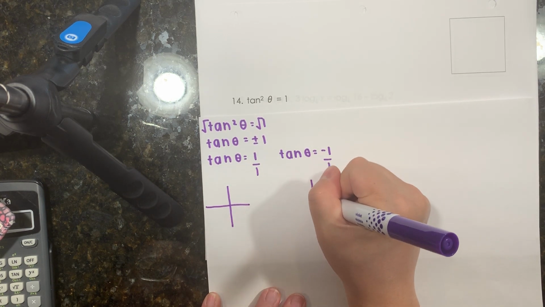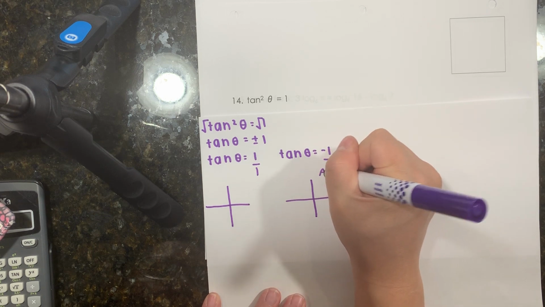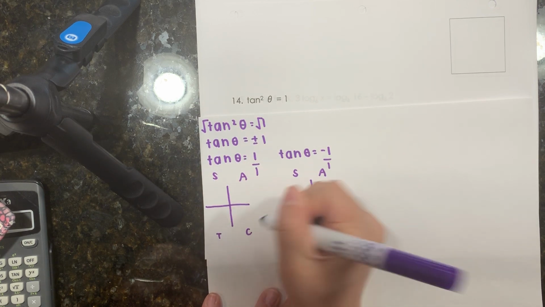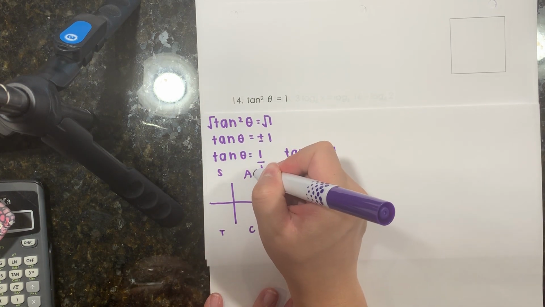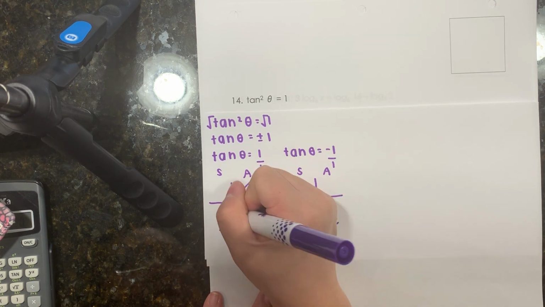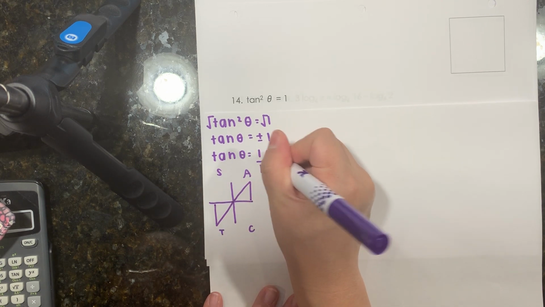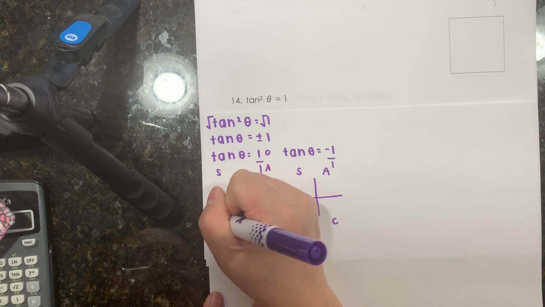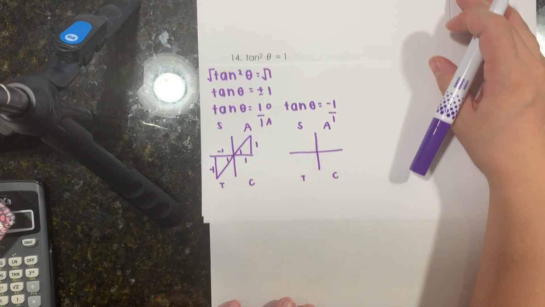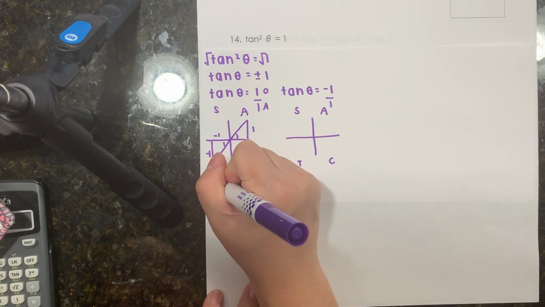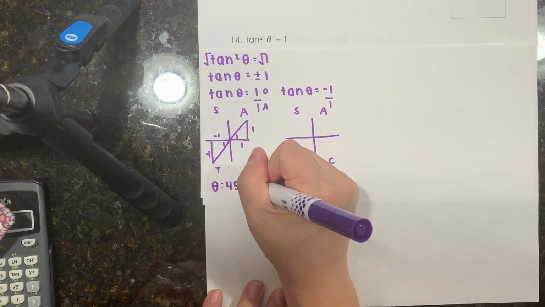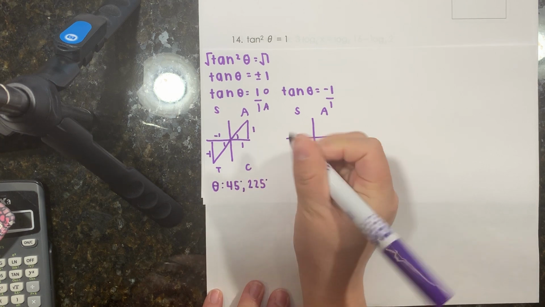Now I need to find out where tangent is positive and then where tangent is negative. So all students take calculus. I know that everything is positive in quadrant 1 and that tangent is positive in quadrant 3. So I'm going to draw a triangle in quadrant 1 and 3, labeling my sides opposite over adjacent. So 1 over 1, negative 1, negative 1. I know that that's a 45-degree triangle. So for quadrant 1, that would be a 45-degree triangle. In quadrant 3, it's also 45, but I have to add that to 180, so it would be 225.